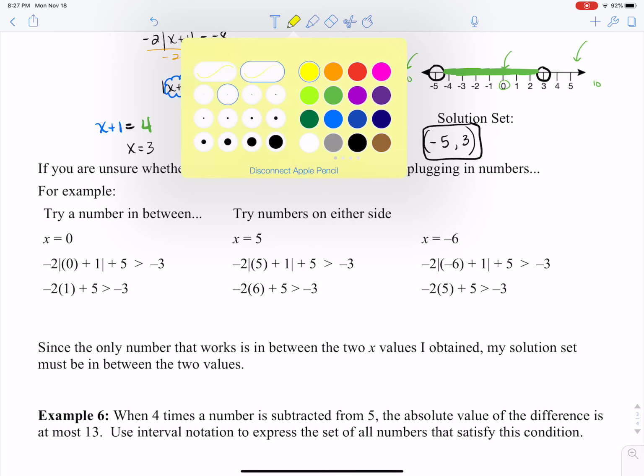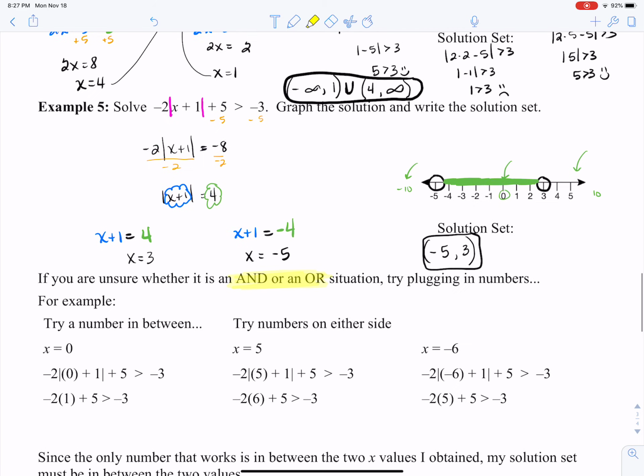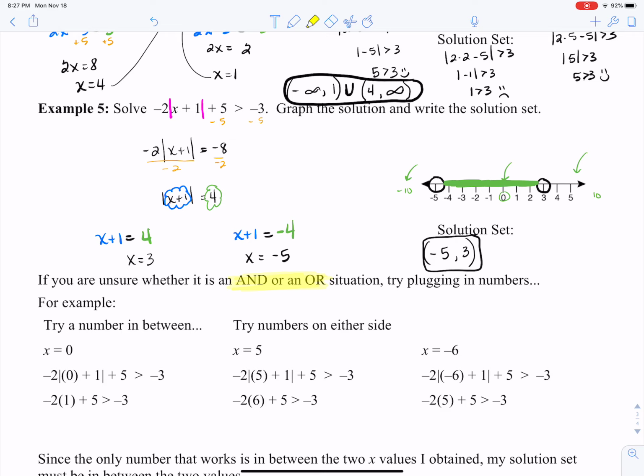What this says down here about ands and ors, I don't believe this is even in my math lab. So for simplicity's sake, let's just go with changing it to an equal sign just to make it easier. Find those two numbers, circle those two numbers on your graph, and then plug numbers in to the left, in the middle, and to the right, just to make everything easier on us.